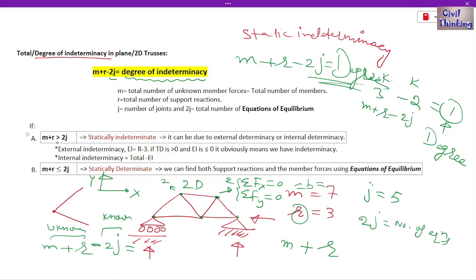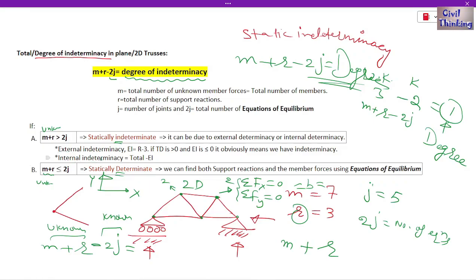When m plus r is more than 2j, now m plus r is what? Unknowns, right? So unknowns are more than knowns, so statically indeterminate. Now when unknowns are less than or equal to knowns, then we have statically determinate. And we have already talked about external indeterminacy and internal indeterminacy.